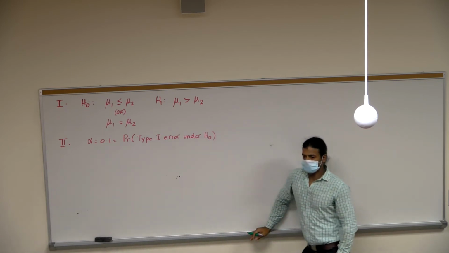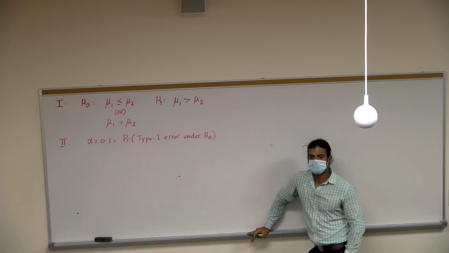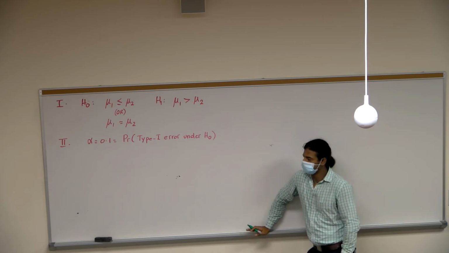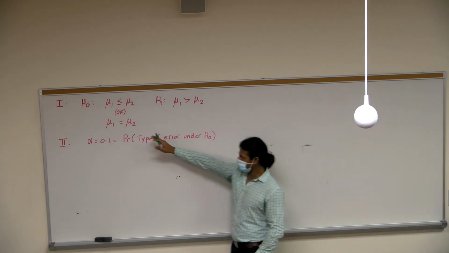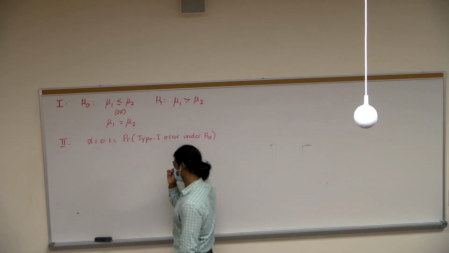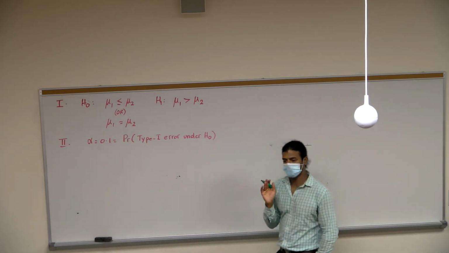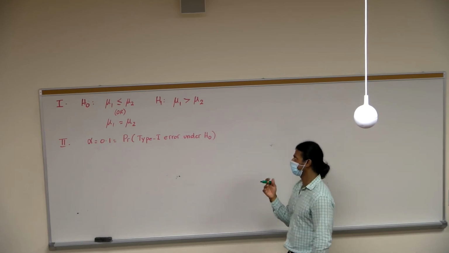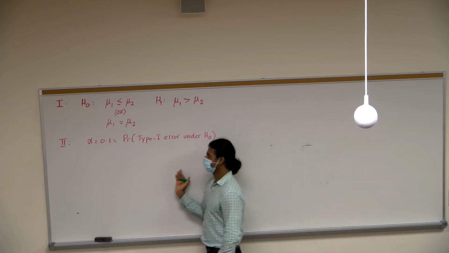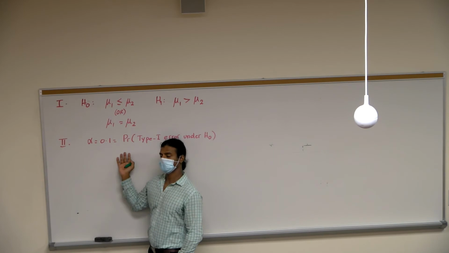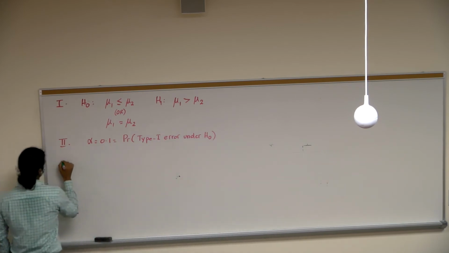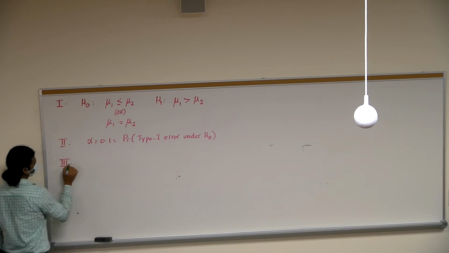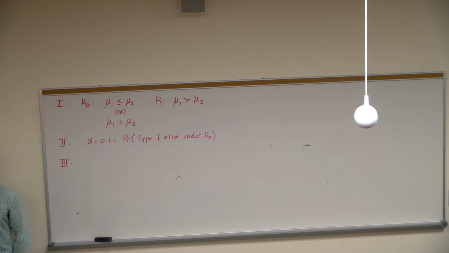Alpha is the probability of type 1 error under null, right? In other words, given the null, which is mu1 equals mu2, the amount of error, false positive, rejecting the null, that we are willing to tolerate is 10% or less, so we set a level of 10%. We have the data.